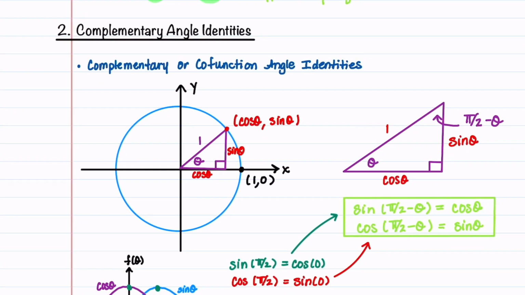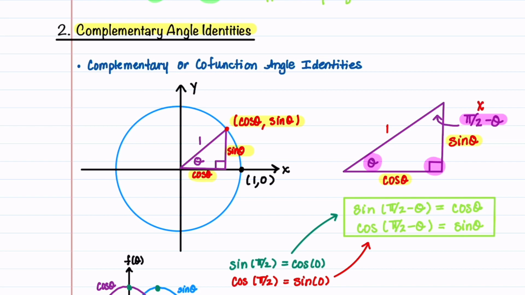We're going to look at complementary angle identities from two different geometric perspectives. Let's first look at the unit circle. Every point on the unit circle can be written as cosine theta, sine theta, where cosine theta and sine theta form the legs of this right triangle. On the right, I've enlarged our triangle so that we can see the angles better. The angles in our triangle are theta, pi over 2 minus theta, and our right angle.